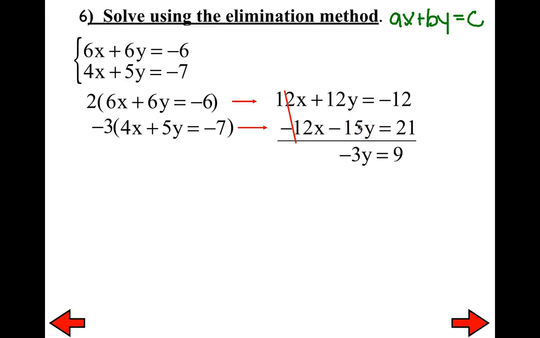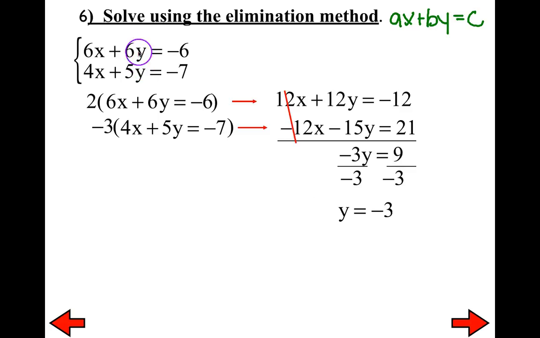Now a very, very common mistake that I noticed was that when my students chose to make this 2 a negative and this 3 a positive, they made some calculation errors when combining the constants together. So please be very careful. So here, divide both sides by negative 3, and I'm left with y equals negative 3.